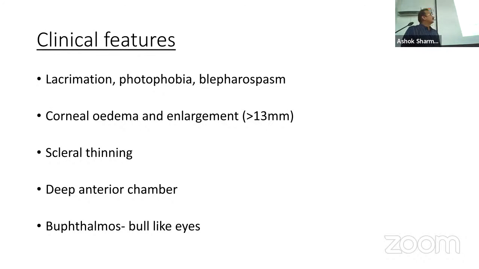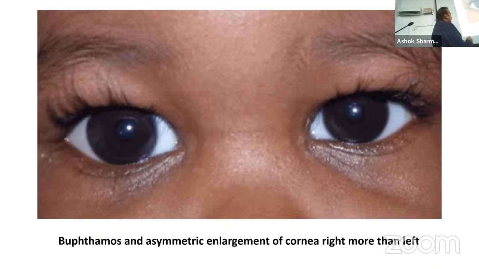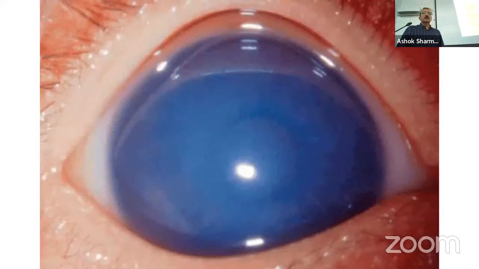So in this, there is enlargement of the eye, you can measure it. How do you measure enlargement? Under general anesthesia, you can measure the corneal diameters by calipers. At birth, it's around 10 millimeters, right? If it is more than 13 mm, it is taken as congenital glaucoma. The cornea is hazy because of raised intraocular pressure. The endothelium is unable to keep the cornea in a dehydrated state.